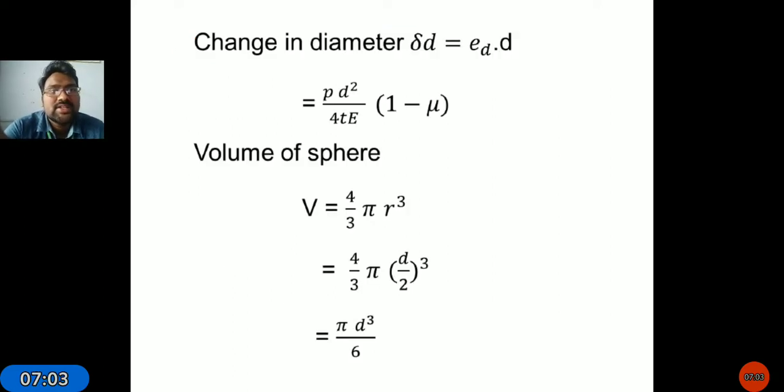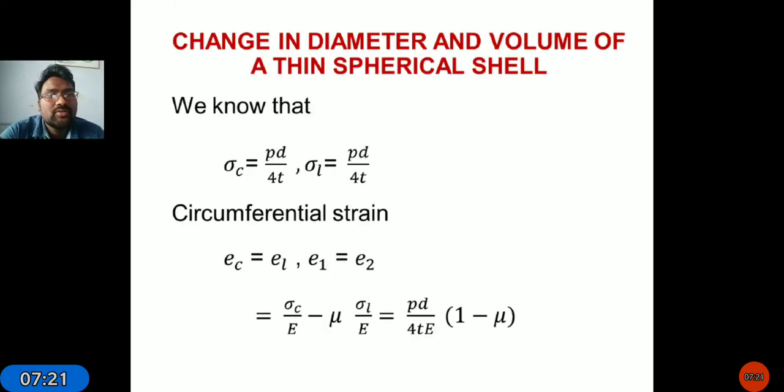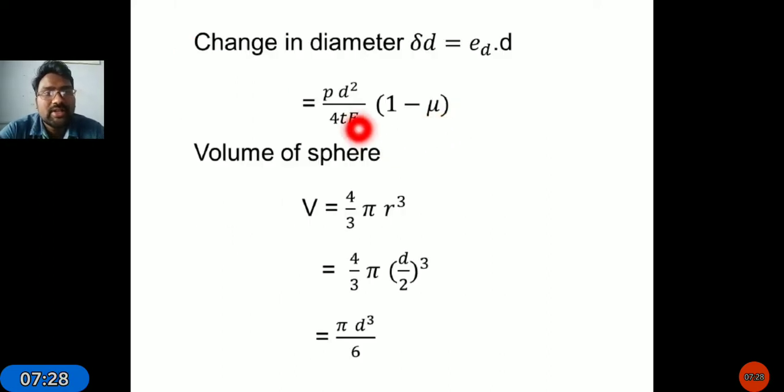Okay. Next, changes in diameter. Up to now we calculated the strain. Now we are going to calculate the change in diameter. So e_d is nothing but change in diameter by original diameter. So delta D is equal to e_d into D, where we just calculated the diametrical strain, that is PD by 4tE into 1 minus mu. Substitute this value in this equation, and you will get the final formula for change in diameter, that is PD squared by 4tE into 1 minus mu.